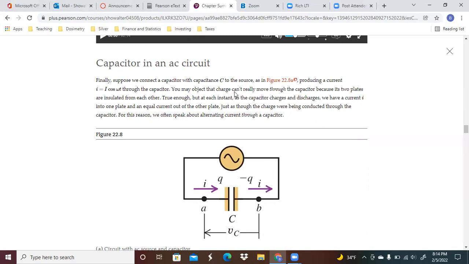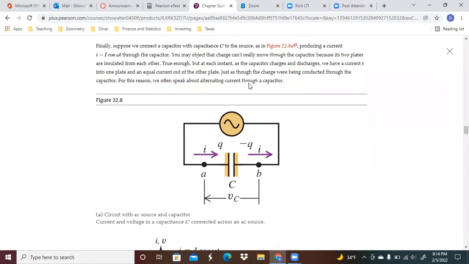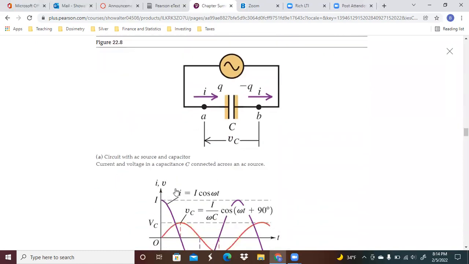Here you may think that the charge can't really move through the capacitor because its two plates are insulated from each other. But at each instant, as the capacitor charges and discharges, we have an amount of current into one plate and an equal current out of the other plate, just as though charge were being conducted through the capacitor. So for this, we also often speak about alternating current through a capacitor.